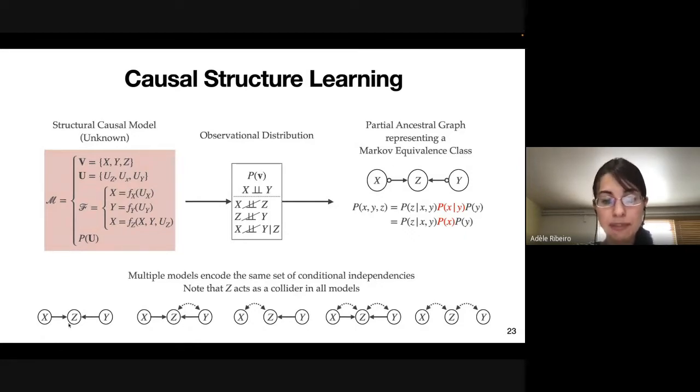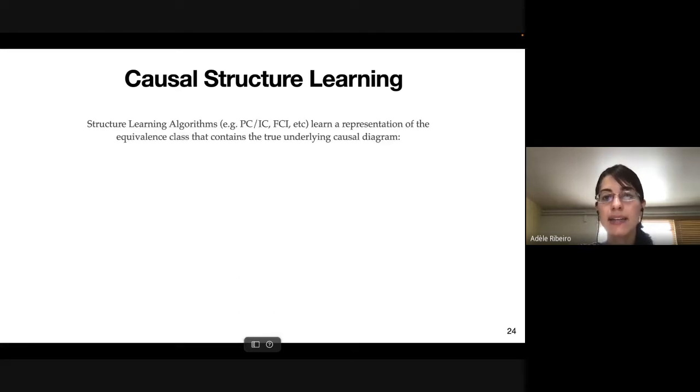But you can see that in all of them, Z is what we call a collider, because all the arrowheads are pointing to Z, even in this case. Bidirected arrows or directed arrows, they are all pointing to Z. And that's why we can learn that there is an arrowhead into Z here. It's representing multiple models, and structural learning algorithms can learn this equivalence class.